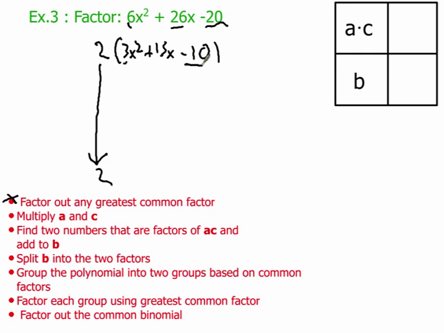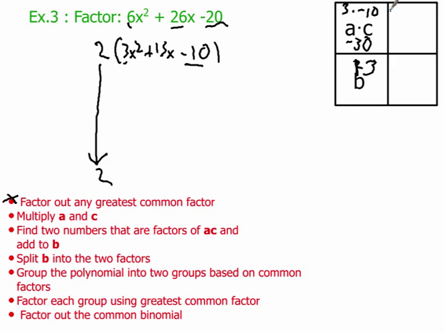Okay, so now that I've figured out the greatest common factor, I need to multiply my a times my c, so that's 3 times negative 10, gives me negative 30, and my b is 26, no, my b is not 26, it's 13. So I need to find two factors of negative 30 that add to 13. Now I can make this easier on myself by realizing this is negative.